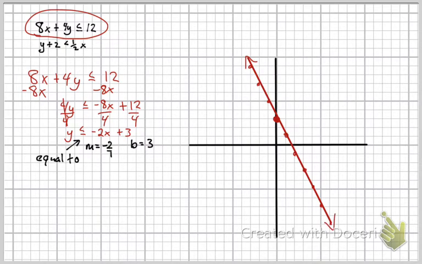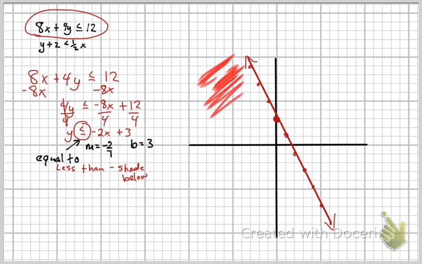Okay, the next thing is I see that it is less than. We said when it's less than, we're going to shade below. We're going to shade values that are smaller than that. So I'm going to come to my graph, and I'm just going to color in the area that ends up below the line.